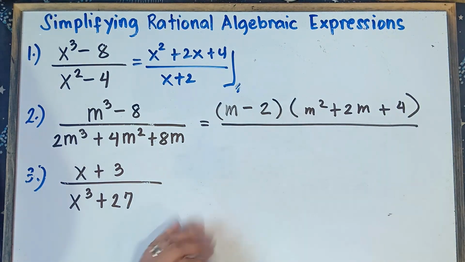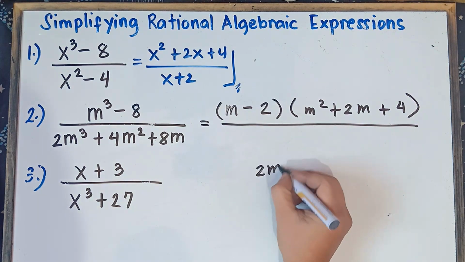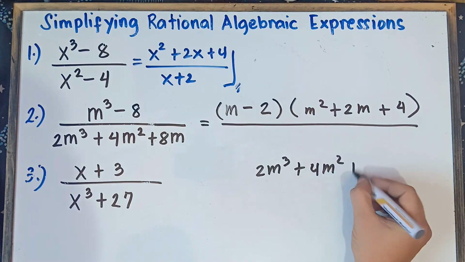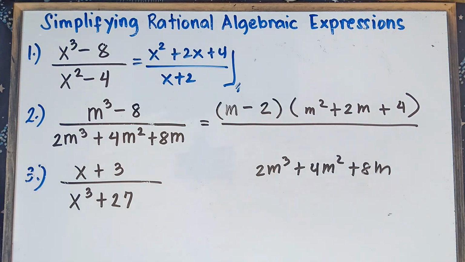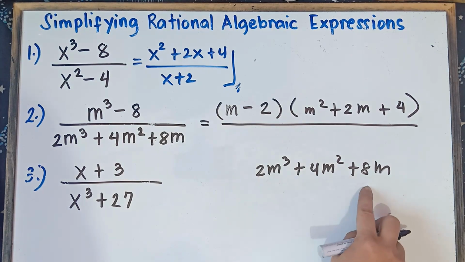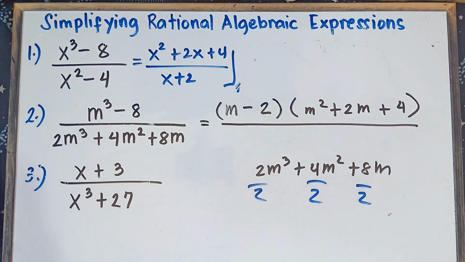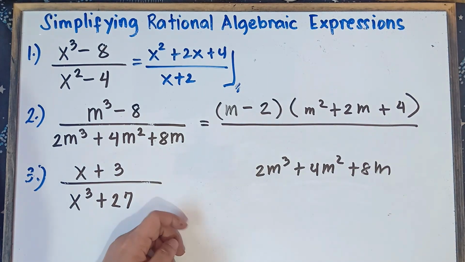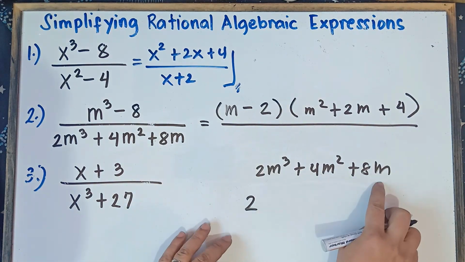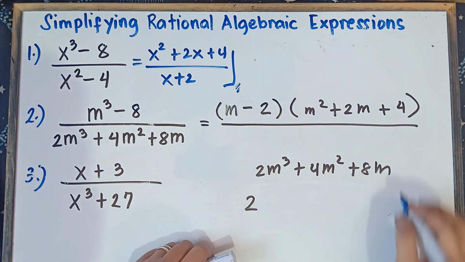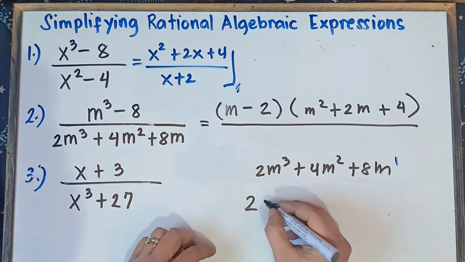Alright, and then over, for our denominator, we have 2m cubed plus 4m squared plus 8m. So we have given 2, 4, and 8. Can we factor out the numbers? Yup, we can. What would be the greatest common factor, class, of 2, 4, and 8? That's correct, that would be 2, right? We can divide 2 by 2, 4 by 2, and 8 by 2. So the greatest common factor is 2. And then for the variable, select the variable with the least exponent, with the least degree. So therefore, we'll be selecting m.